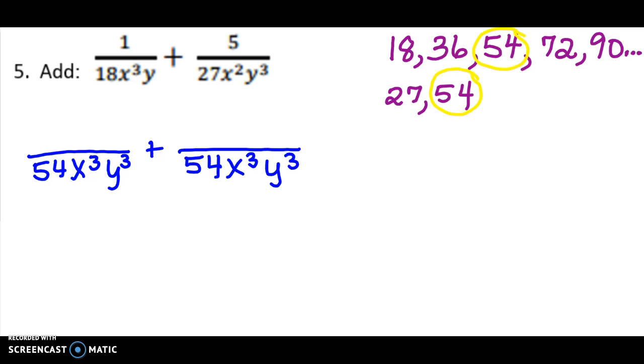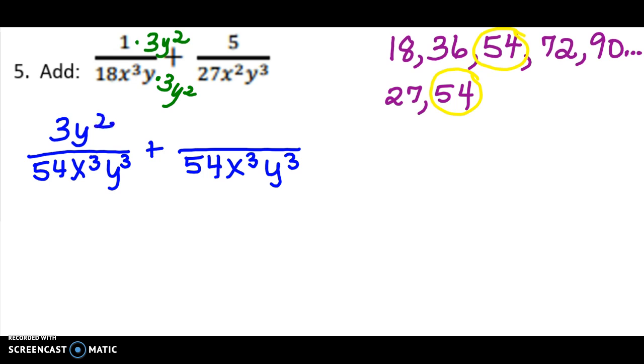Now we need to figure out what we must multiply 18x cubed y by in order to get 54x cubed y cubed. So we know that we have to take 18 times 3. That gives us 54. X cubed, we've already got a match there, so we don't have to worry about the x's. And here we have y, and we need to change it into y cubed, which means we would have to multiply by y squared. So now we need to also multiply the numerator by the same thing. So that's what's going to go in the numerator of this second line here. 1 times 3y squared is 3y squared.